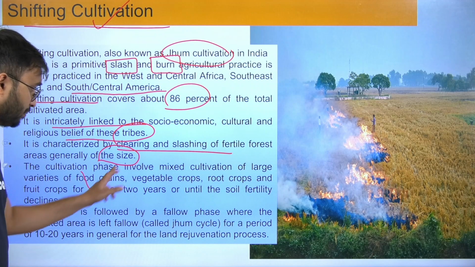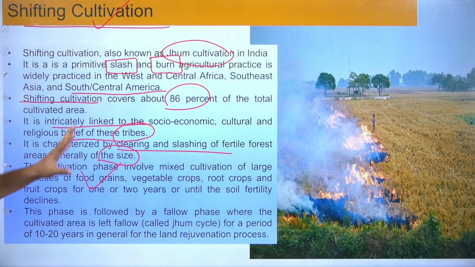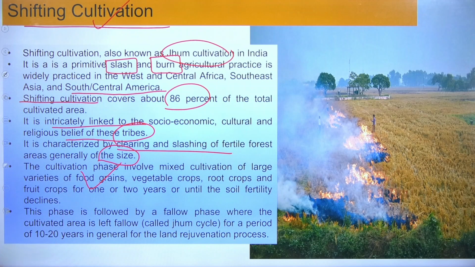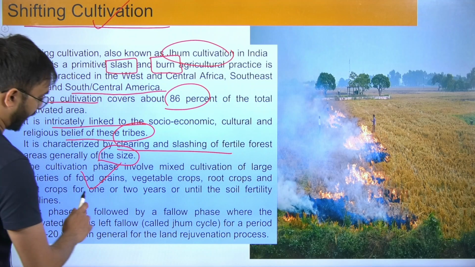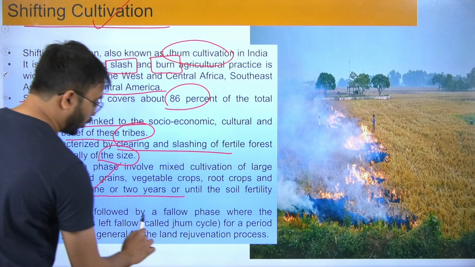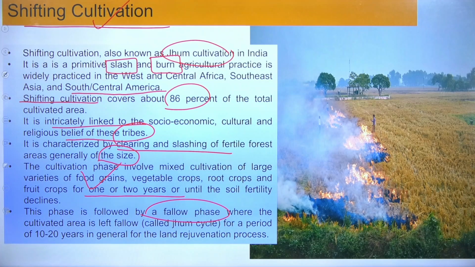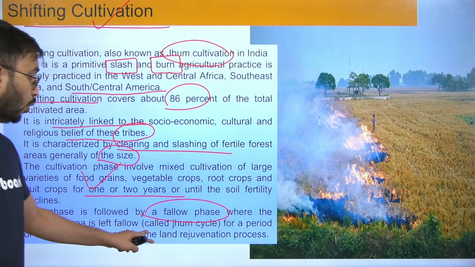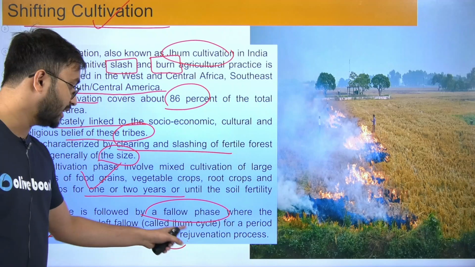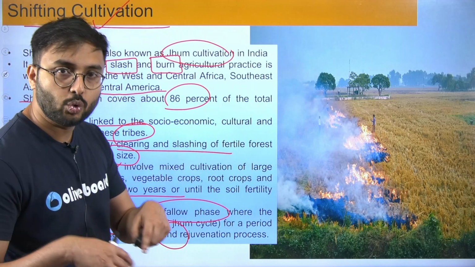In shifting cultivation, mixed cultivation is done of different food grains, cereals, vegetables, etc. Here you could see after harvesting and burning, the land is kept barren or uncultivated for 1 or 2 years. So each phase is followed by a fallow phase, where the cultivated area is left fallow or uncultivated for a period of almost more than 5 years, 10 years, 20 years, so that the land or your field is rejuvenated.